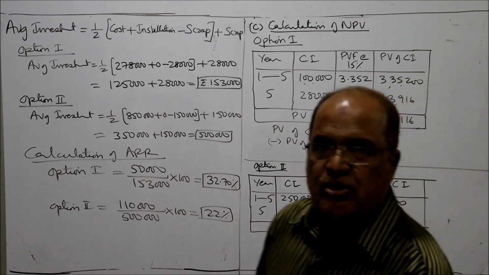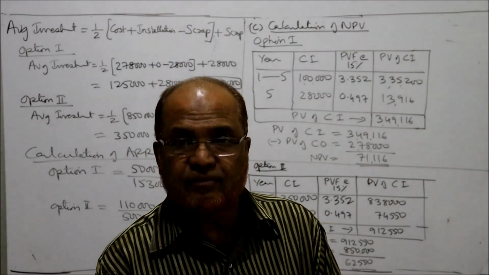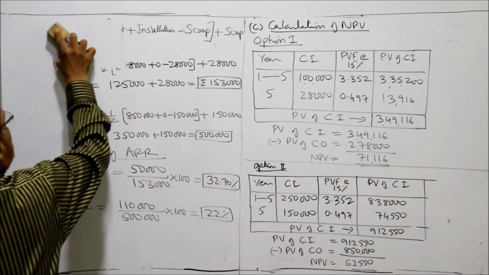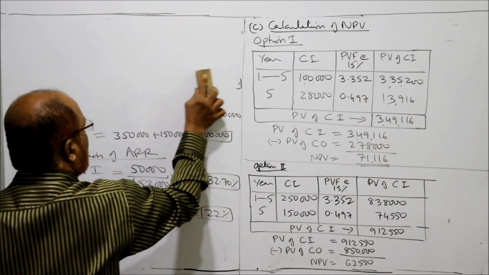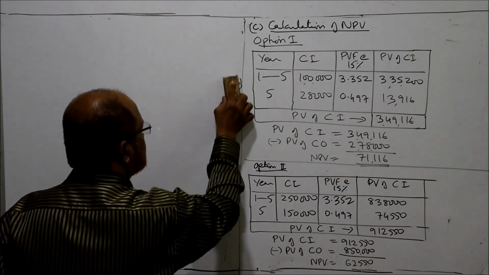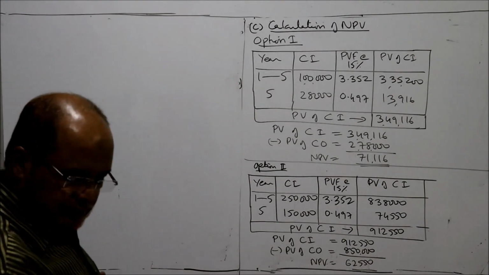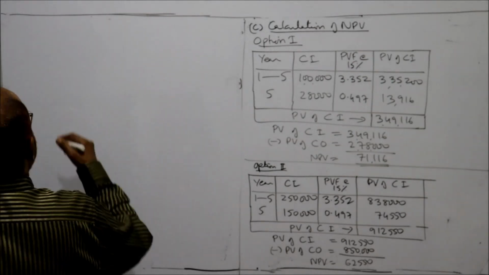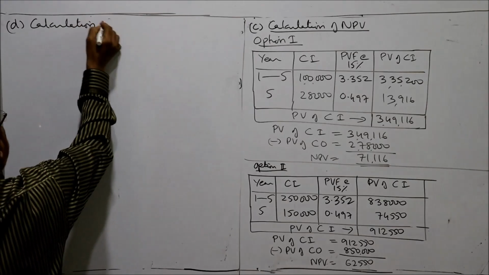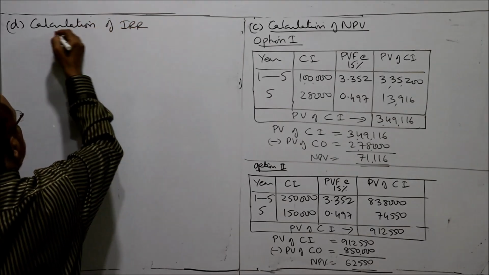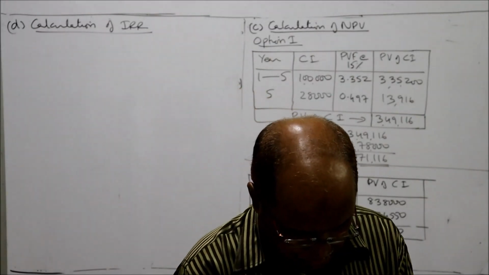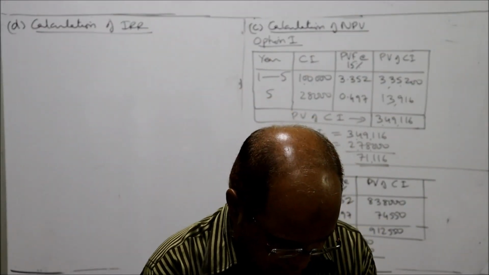That's it. So we have calculated PBP, we have calculated ARR, and we have calculated the NPV. Now the last thing we have to calculate is IRR, the internal rate of return.